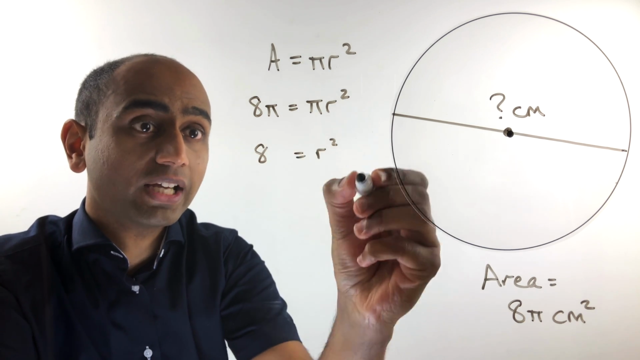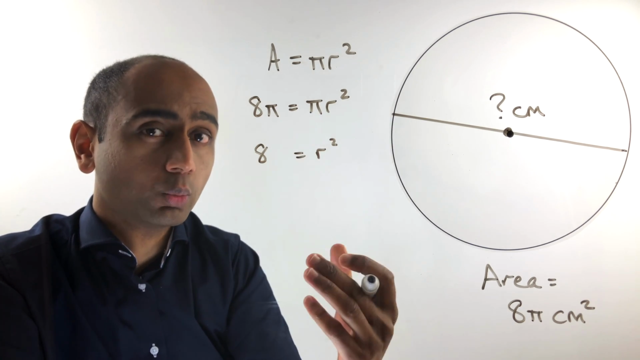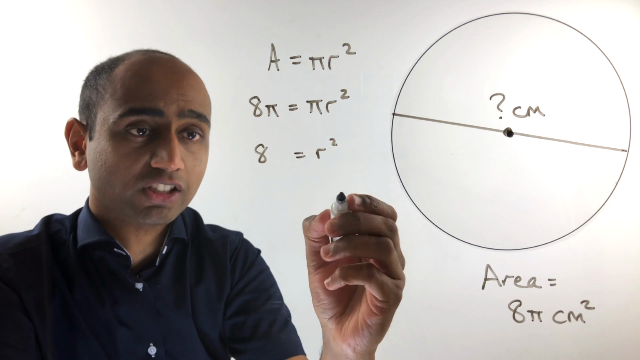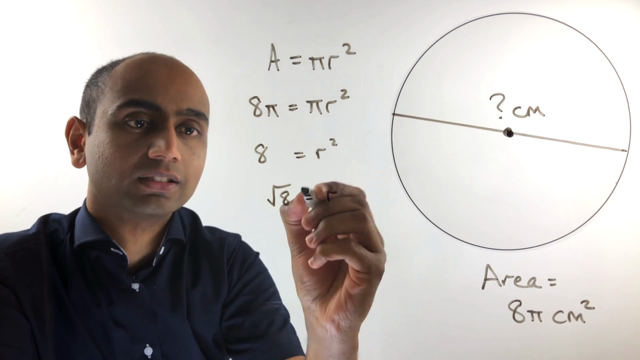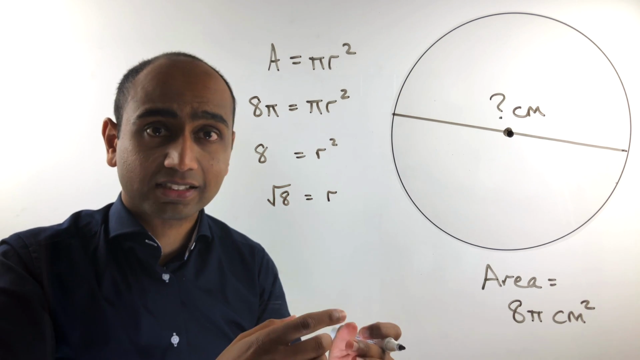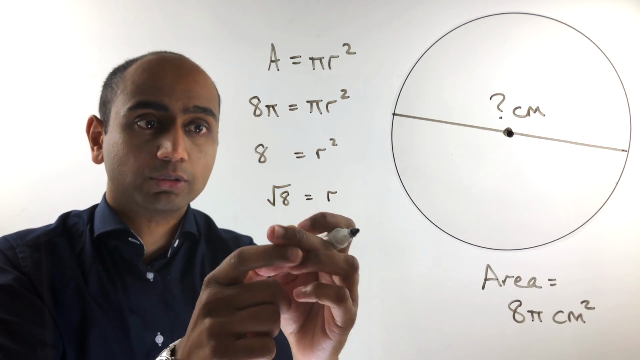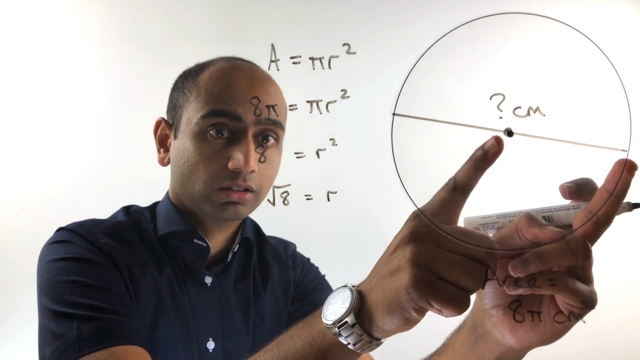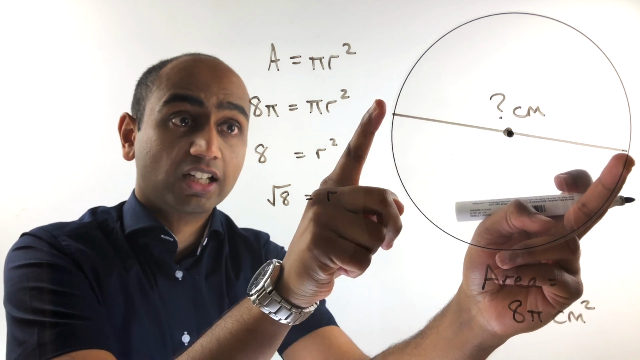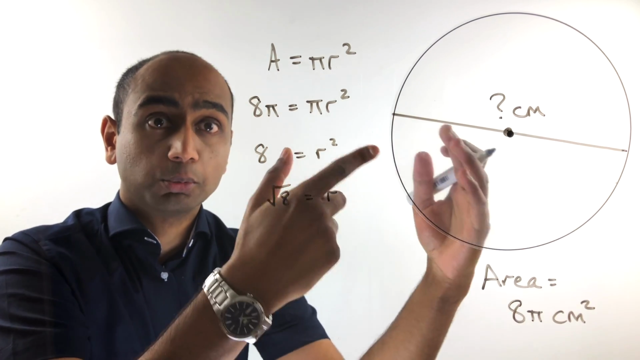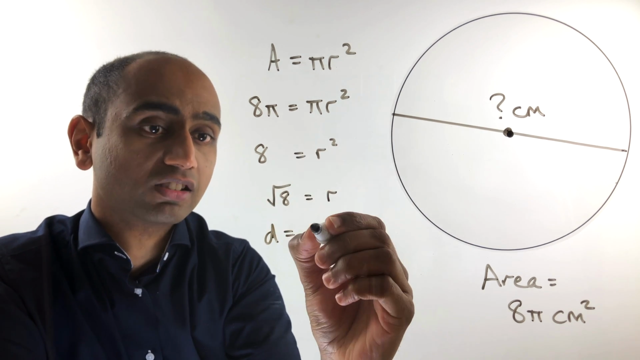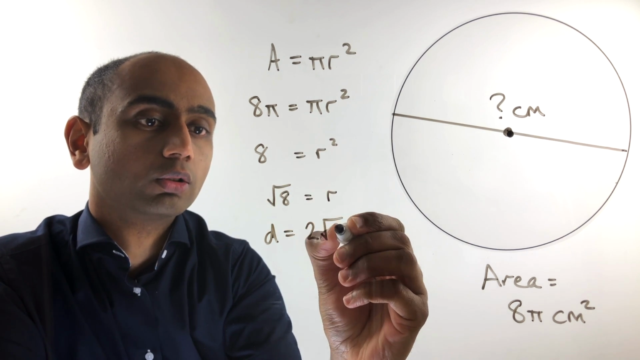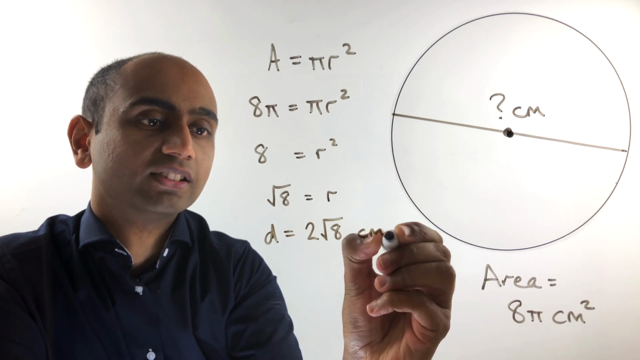Now, r squared is 8. We don't want r squared, we want to know what r is first of all, and r is simply the square root of 8. The next step then is to work out what the diameter is going to be. The radius is the square root of 8, so the diameter is going to be double that. So we can simply write diameter is twice the radius, so that's 2 root 8 centimeters.